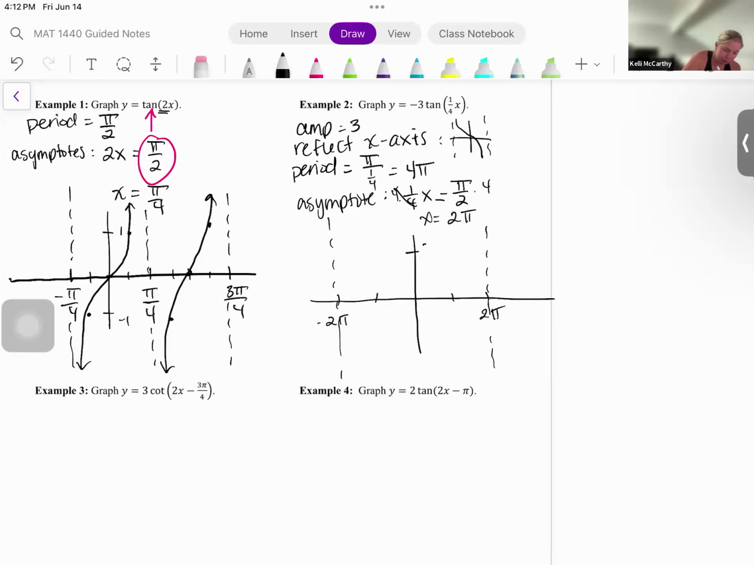Our amplitude was 3, which is just going to change how we mark that vertical axis. It's not really going to change any physical height. That's one of the nice things about graphing. And that reflection means we're going to start at the top and go to the bottom. So at this landmark point, in this case, it's going to be pi. We're at +3, then we're at our midline, then we're at -3. And there's one period of y equals -3 tangent of 1/4 x.